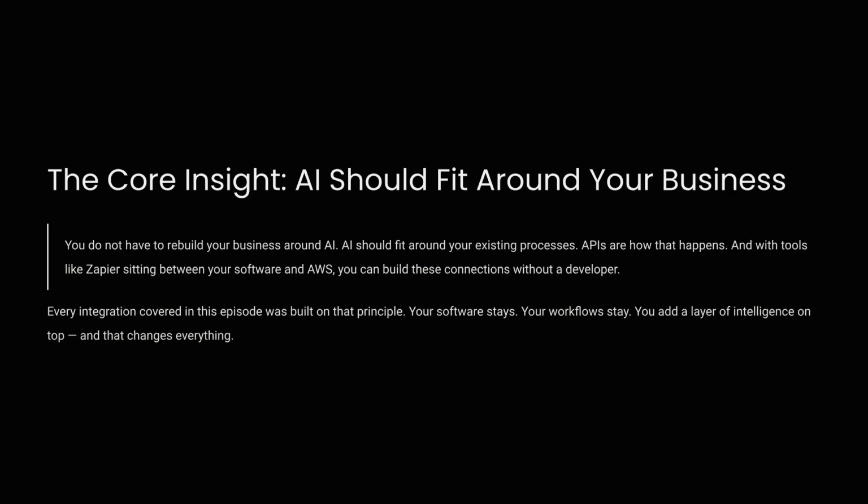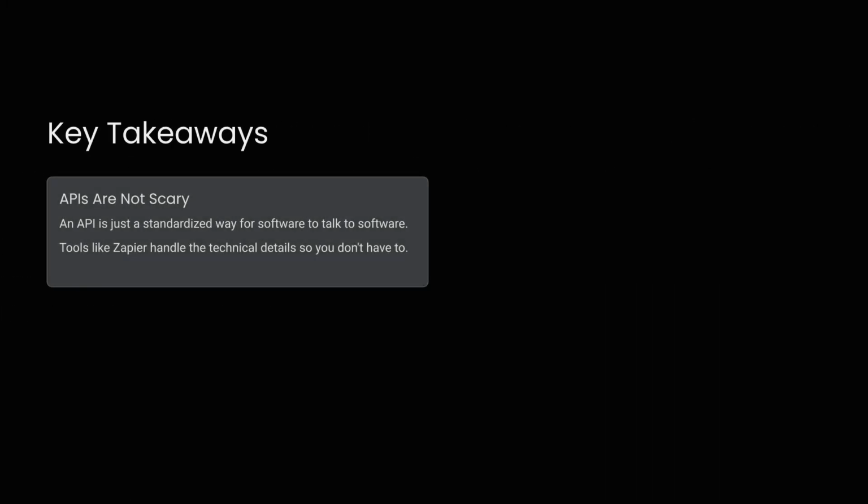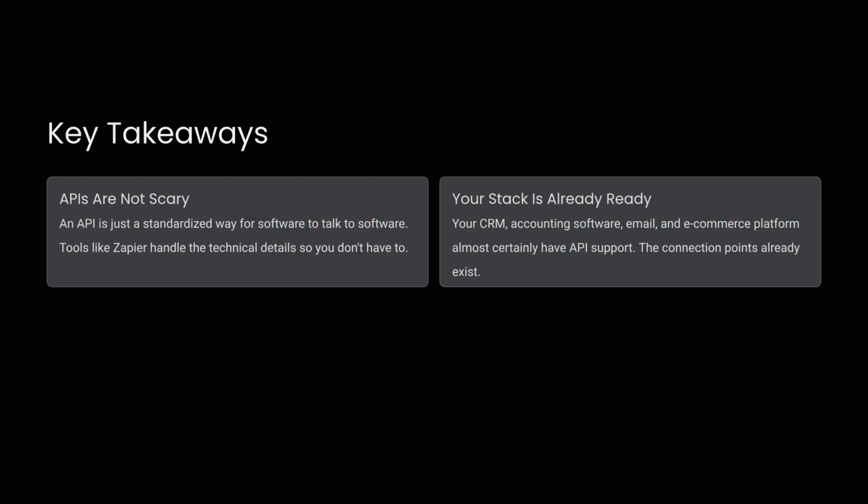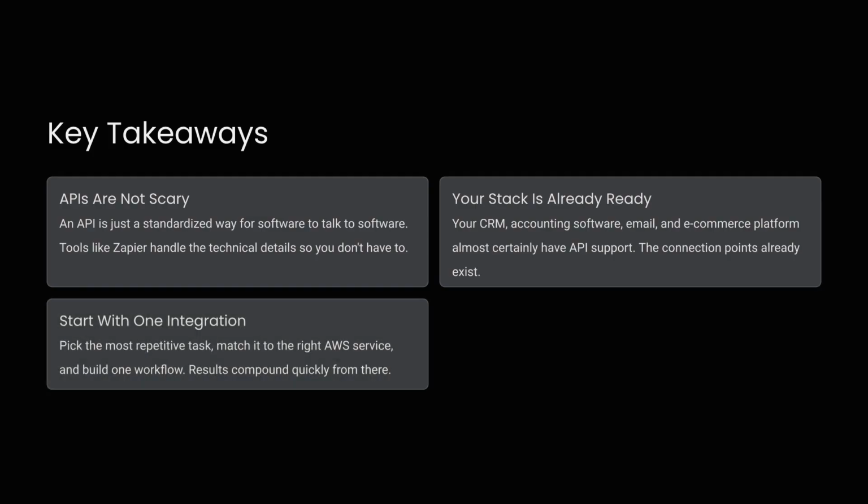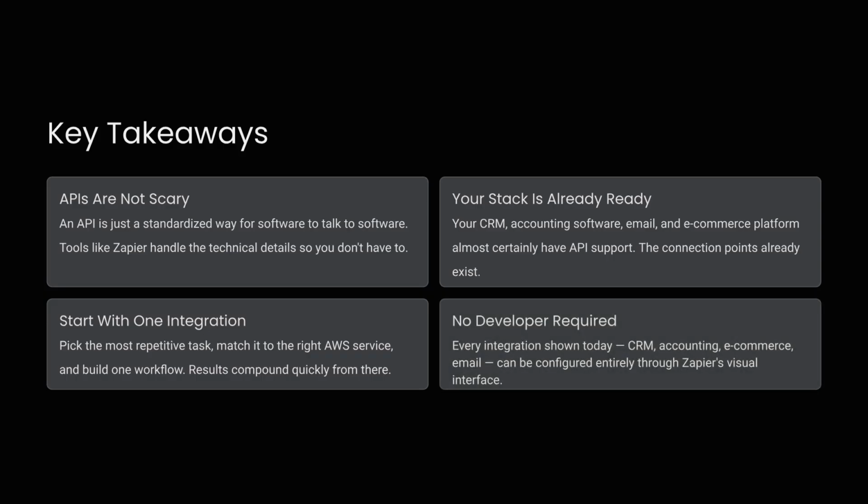The core insight is that AI should fit around your business, not the other way around. With APIs and no-code tools like Zapier, you can add an intelligence layer on top of your existing workflows without needing a developer. Key takeaways. APIs are simple connectors, your existing software stack is ready for integration, you should start by automating one repetitive task, and crucially, no developer is required to build these integrations using visual interfaces.